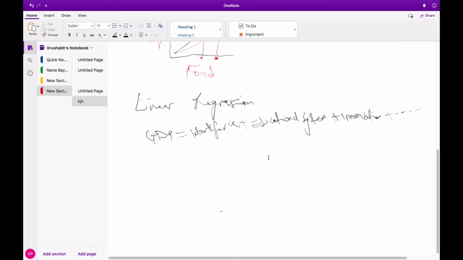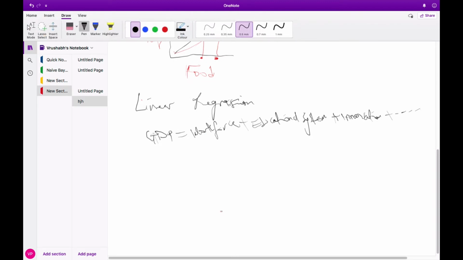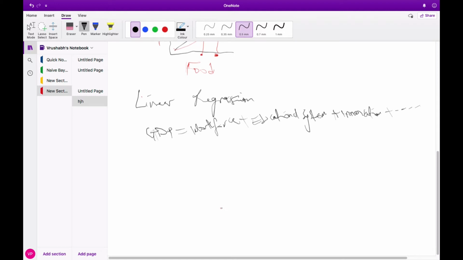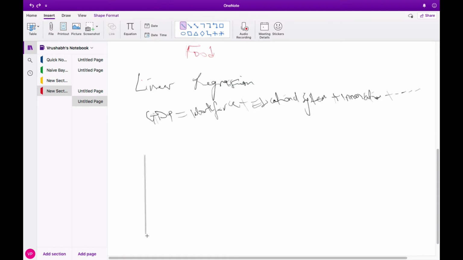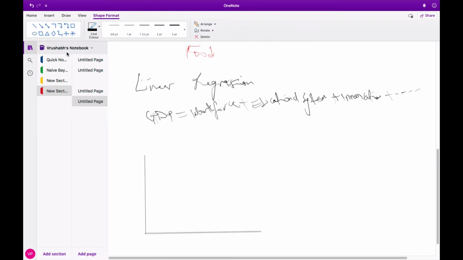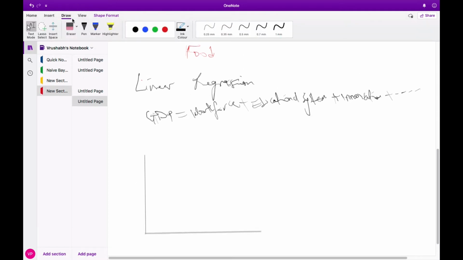Now, let's use some visual representation to understand what linear regression is about. So let's say we have this here. Now we can represent this part: we can say that this is our y-axis, and this is our x-axis.